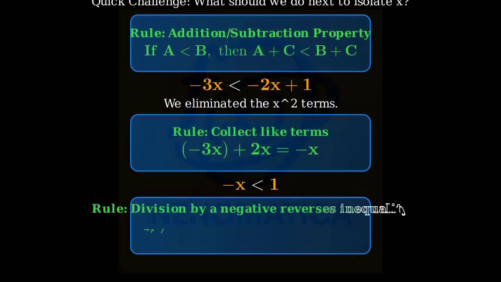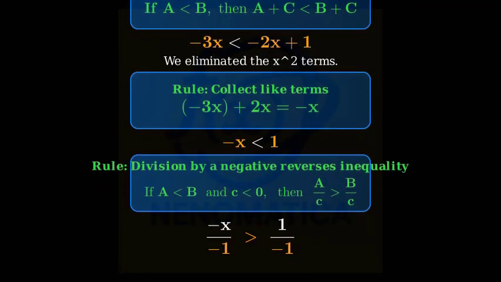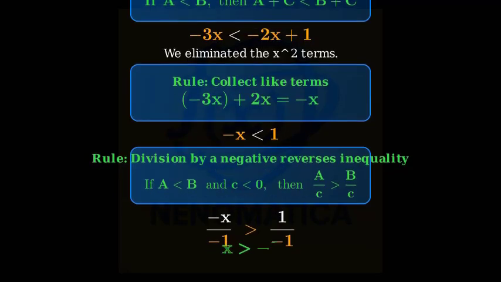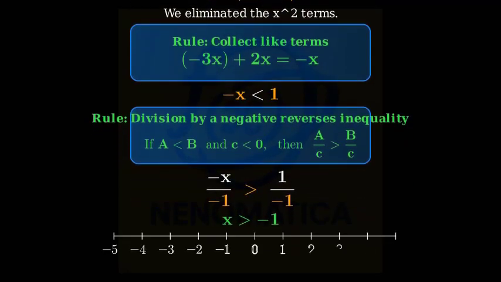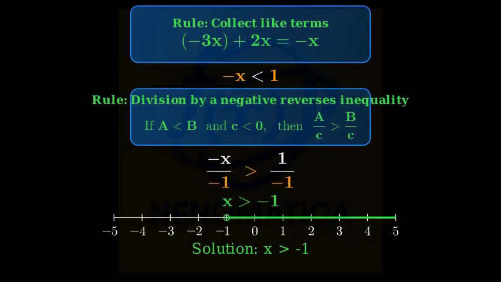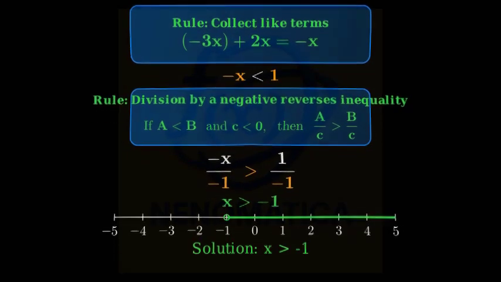Step 4. Divide both sides by -1. Because we divide by a negative number, the inequality direction reverses. Show the division explicitly. Then write the final simplified inequality. Let us graph the solution x.